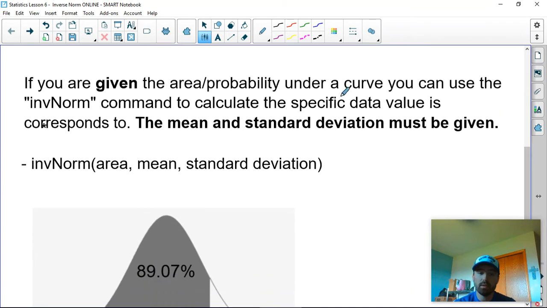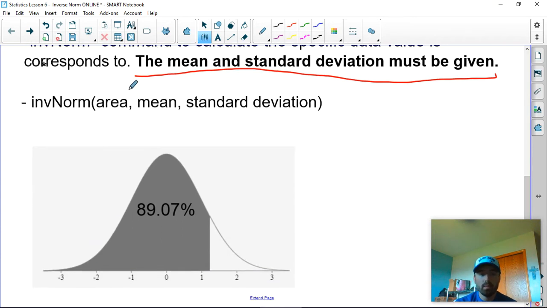If you're given area or probability under a curve, you can use what's called the inverse norm command on your calculator to calculate what data point that is at. This is really important. The mean and the standard deviation must be given. If we do not know the mean and the standard deviation, we cannot do this.